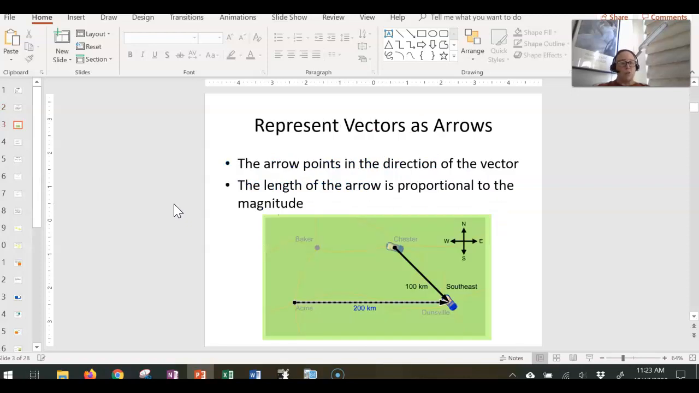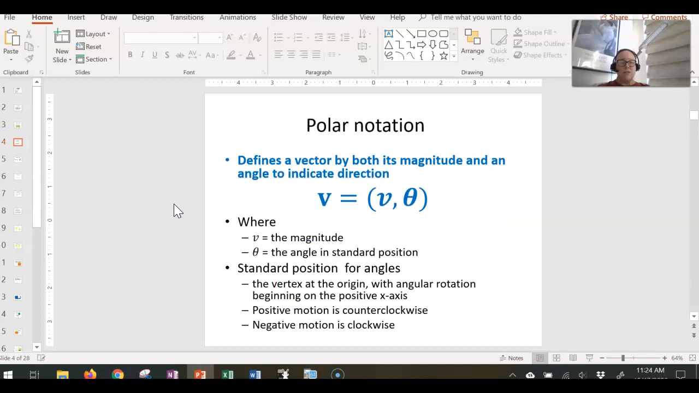Typically, vectors are represented as arrows. The pointed end of the vector shows the direction that the vector is acting in, and if you're careful, the length of the arrow is proportional to the magnitude of the vector. So there are a couple of methods of describing vectors, and we're going to talk about both of them, and we will use both of them interchangeably. One method is called polar notation.